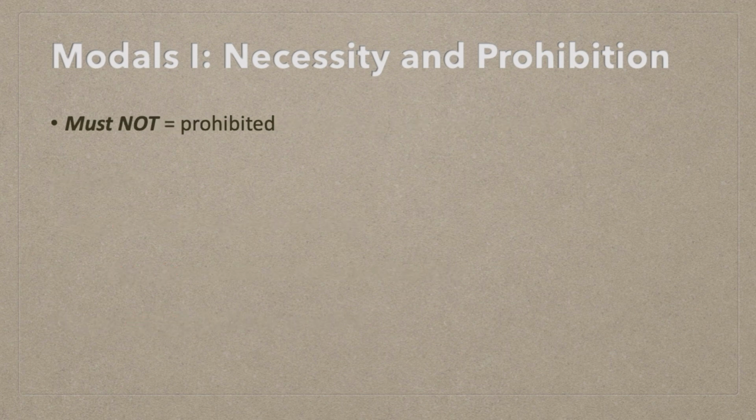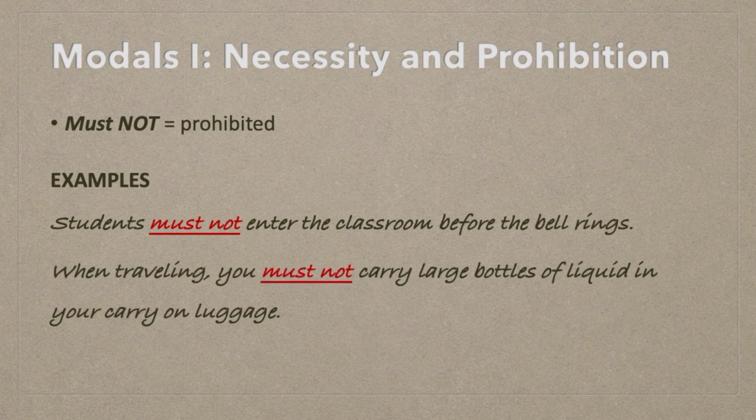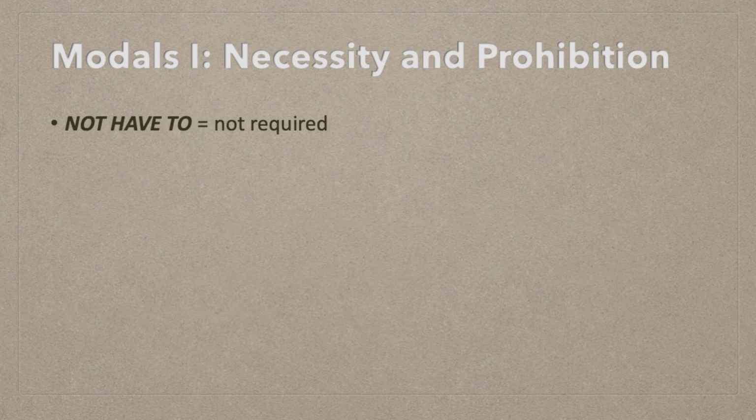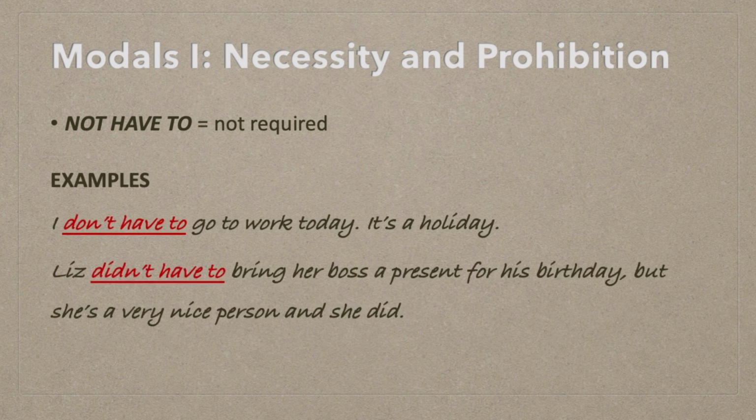When we use must not, it means something is prohibited, not allowed. For example, students must not enter the classroom before the bell rings. And when traveling, you must not carry large bottles of liquid in your carry-on luggage. When we use not have to, it means it's not required. For example, I don't have to go to work today. It's a holiday. And Liz didn't have to bring her boss a present for his birthday, but she's a very nice person and she did.